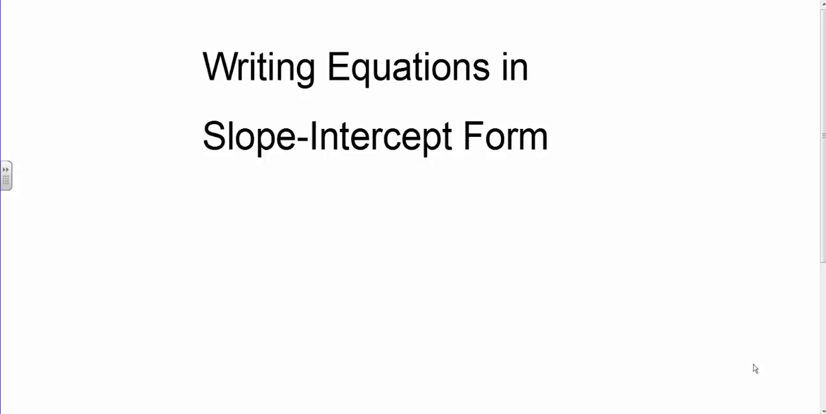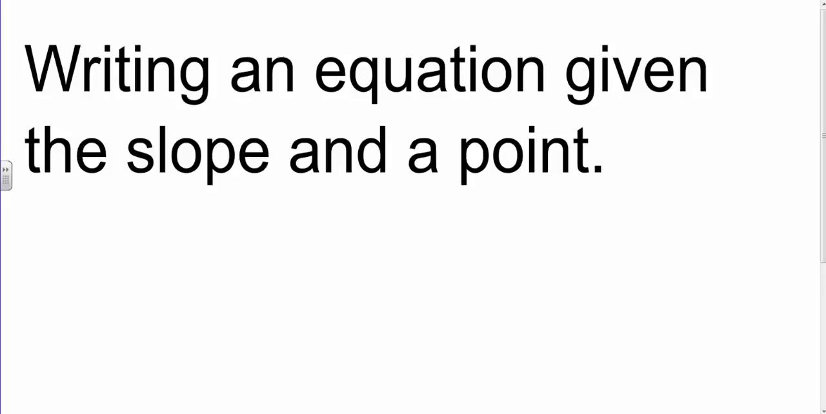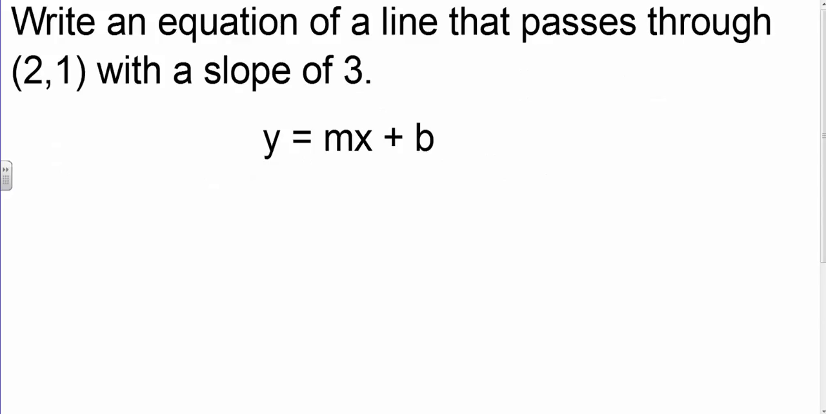Writing equations in slope-intercept form. Writing an equation given the slope and a point is what we're going to do first. Okay, so a slope and a point. Write an equation of a line that passes through (2, 1) with a slope of 3.